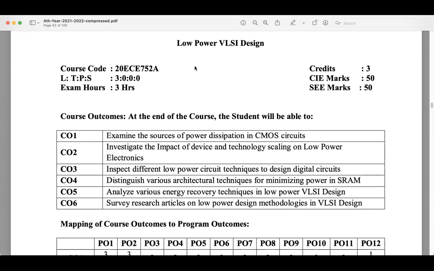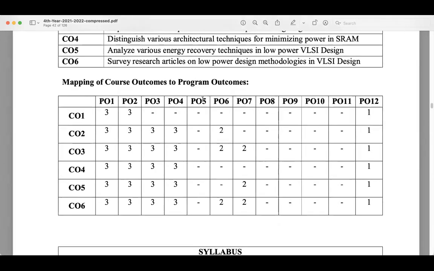So for many years, power was not given such importance, but these days things are becoming all digital, smart. So how much power is utilized, the power factor, all becomes a very important criterion to think on. Okay, so this is a very interesting subject, right? Low power VLSI design, and we'll be looking into 5 modules.